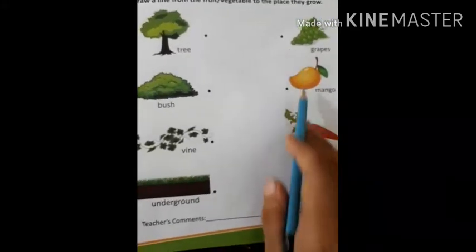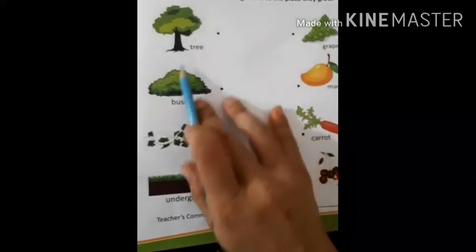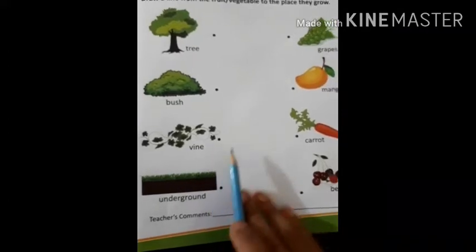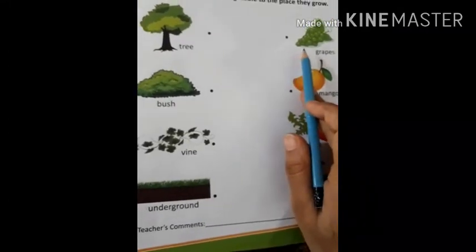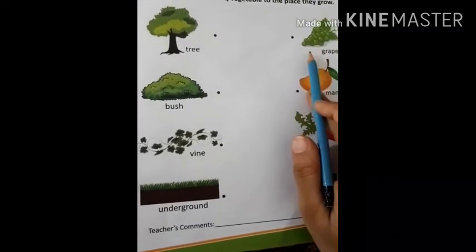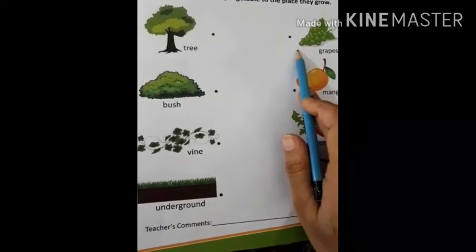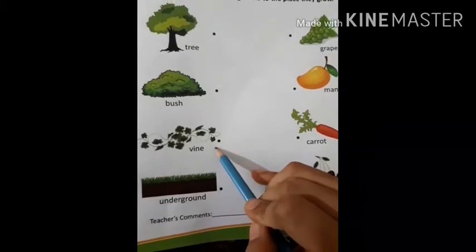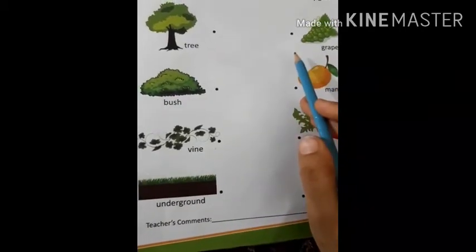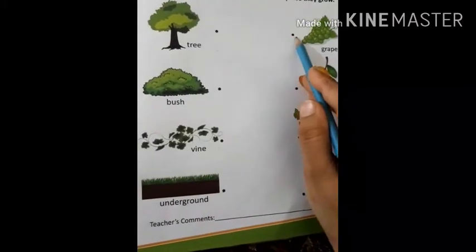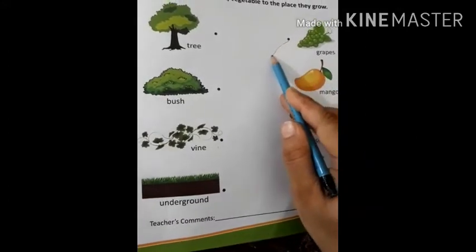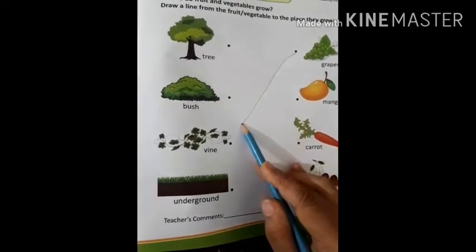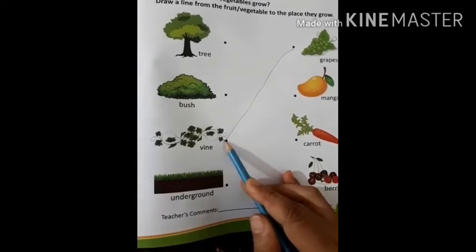Now look at this page. Here we have some fruits and vegetables and the places where they grow. First one is grapes. Can you tell me where grapes grow? On the tree or on the vine? Yes, as we learned recently, grapes grow on the vine. So we will sketch a line from the grapes to the vine.